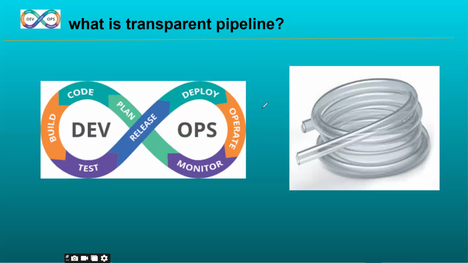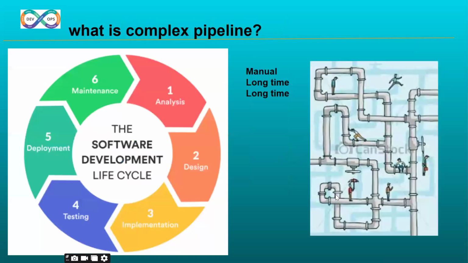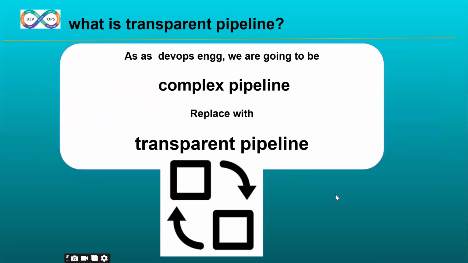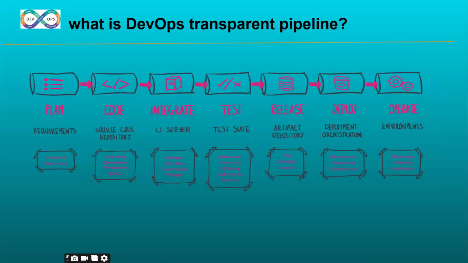But the cost is reduced, the quality will be increased, and the customer is also satisfied, tell me, right? That is the reason we are going to replace the complex pipeline with one transparent pipeline. The actual DevOps transparent pipeline looks like this only. In this DevOps transparent pipeline, we have plan, coding, integration, testing, release, deploy, operations.